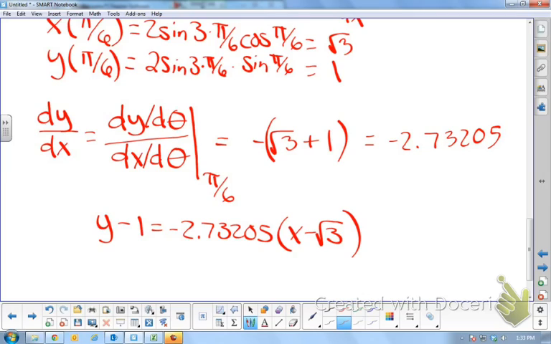And just for fun, let's actually graph this so that you can see that it really is the tangent line at pi over 6. I think Josh is going to be a calculus teacher someday. He does stuff like this for fun. So he's going to be one of those teachers.